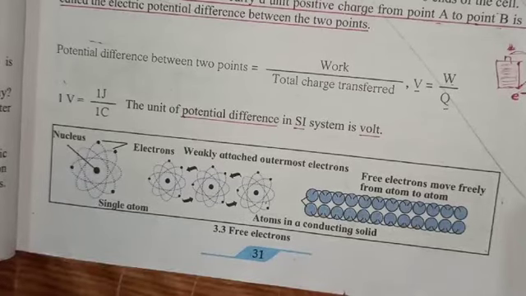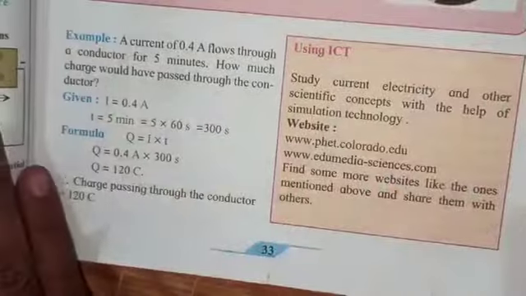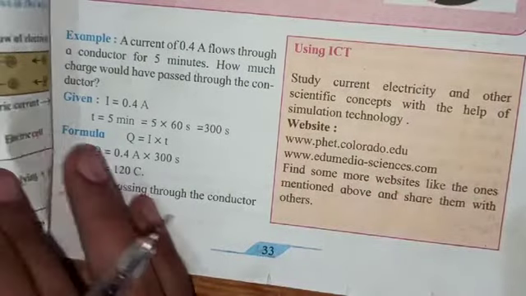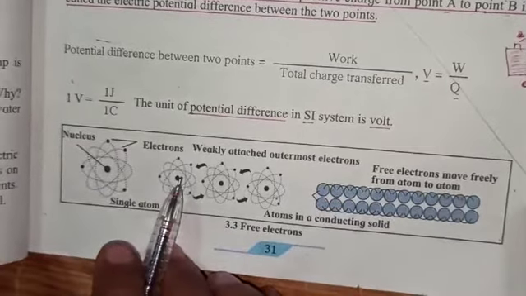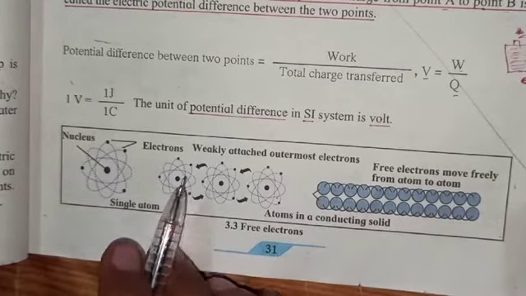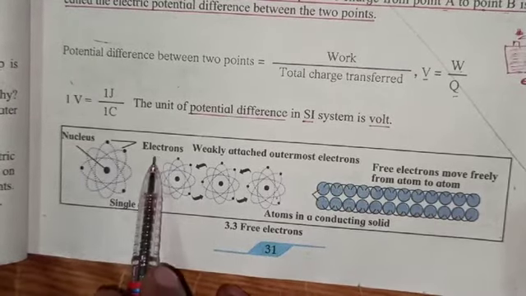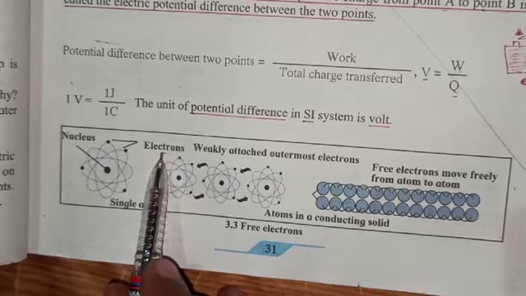Hello students, in this video we will see about free electrons and current flowing through a wire. We have known what current electricity is. Electricity is nothing but the flow of electrons, that are negatively charged.